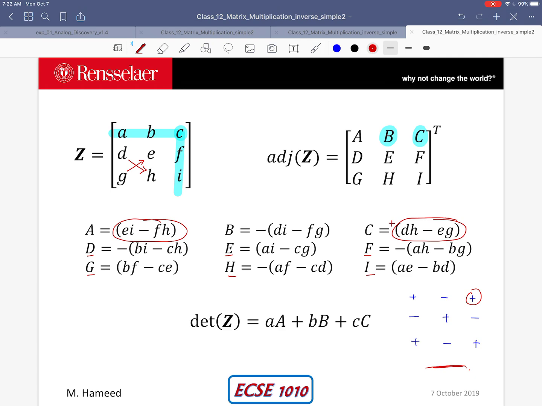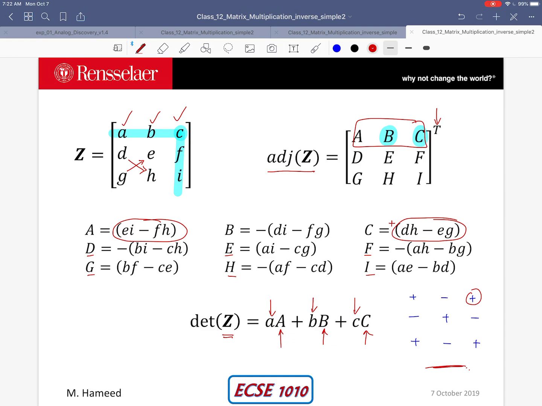Now once you have that matrix of cofactors, we then transpose that matrix, so switch all the rows to columns and columns to rows, and we would get our adjugate of Z. Determinant of Z is pretty straightforward. We could do this with respect to any row or any column. In this case, we are doing it with respect to the first row. So we would take the elements A, B, C in Z and just multiply them by their respective cofactors, capital A, capital B, capital C, and add those results up. We are going to get our determinant.